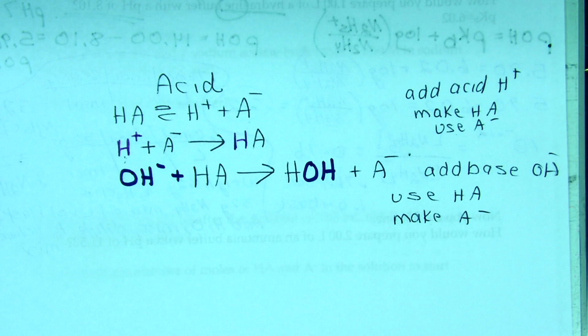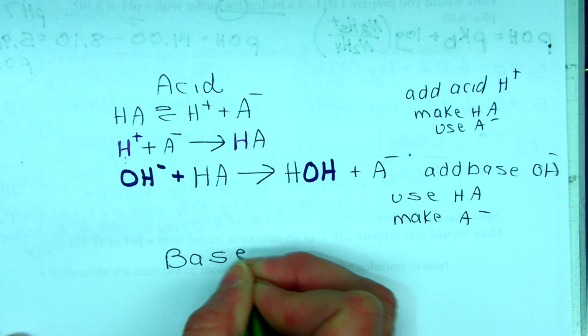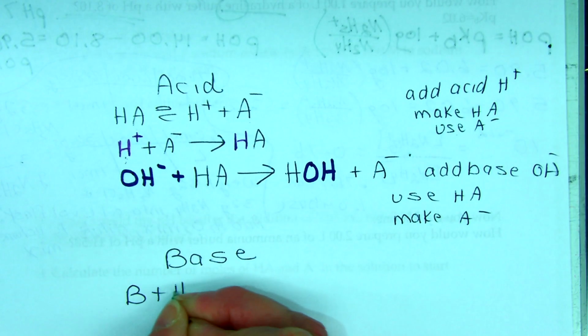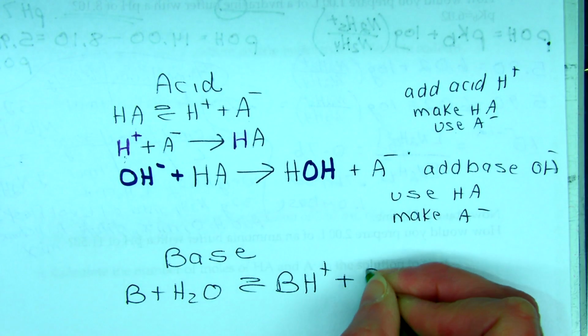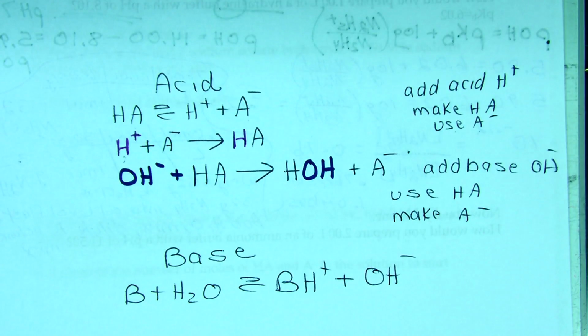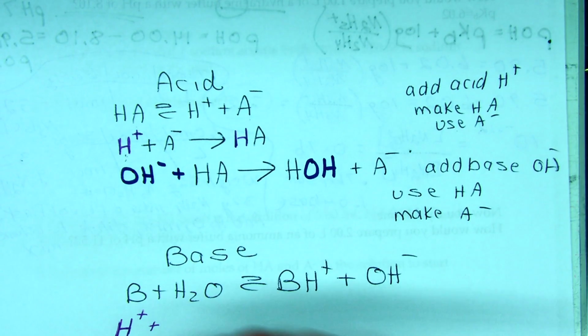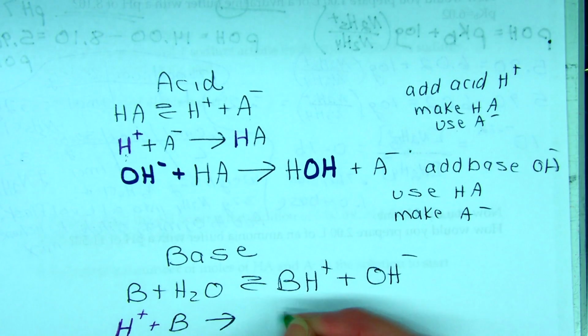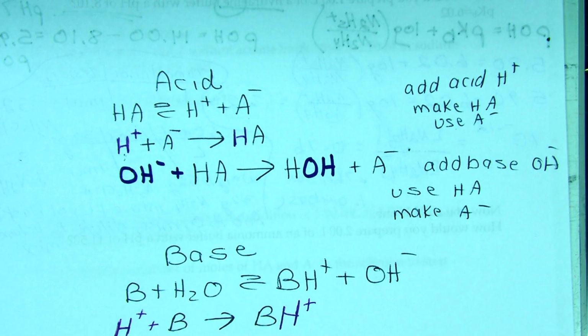Let's talk about what happens in a basic buffer. In a base, we have our base chemistry going on: B plus water is in equilibrium with BH plus and hydroxide. So, if I dump in some proton, my purple hydrogen again, it's going to immediately react with the base B in a one-way street and make BH plus, with the purple proton, the conjugate acid of the weak base.